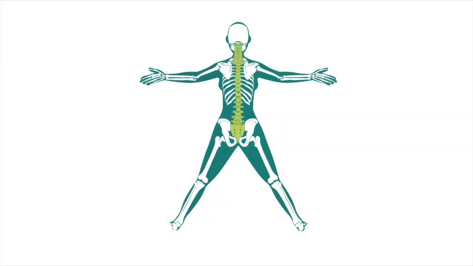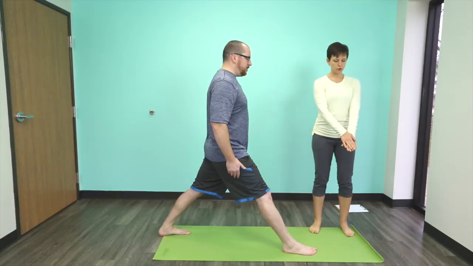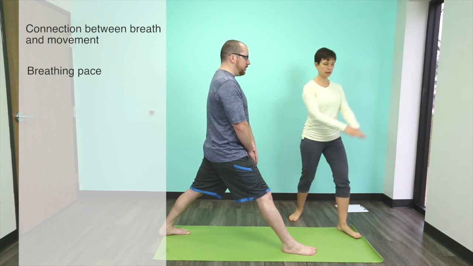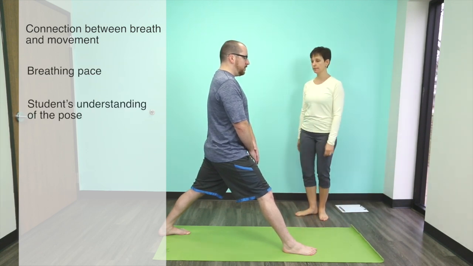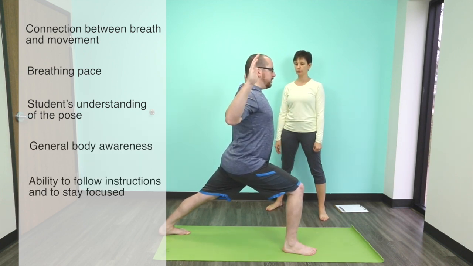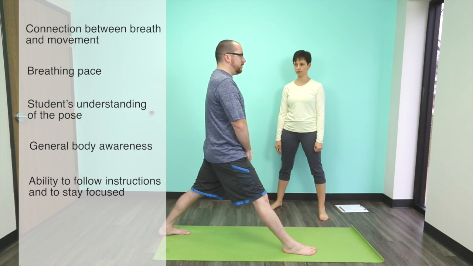Since the spine is the structural center of the body, we want to start our observation there and then gradually expand it to the shoulder girdle that connects upper extremities to the spine and rib cage, and pelvic girdle that links lower extremities to the spine. Then we expand the awareness out to the periphery to observe the rest of the body. You will also be observing the connection between breath and movement, breathing pace, students' understanding of the pose, general body awareness, and ability to follow instructions and to stay focused.